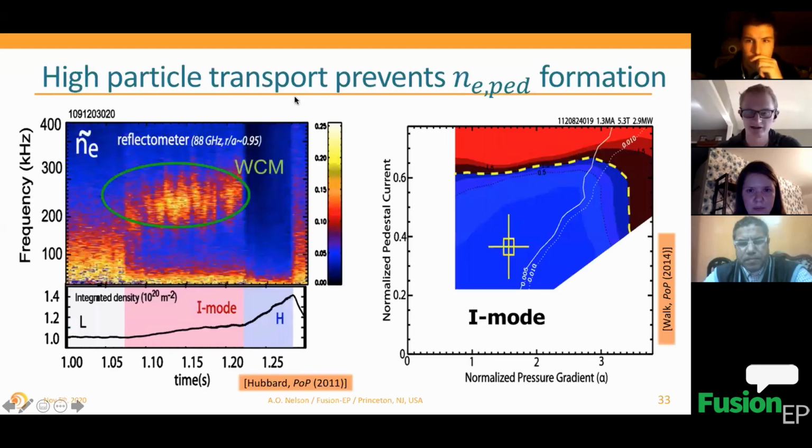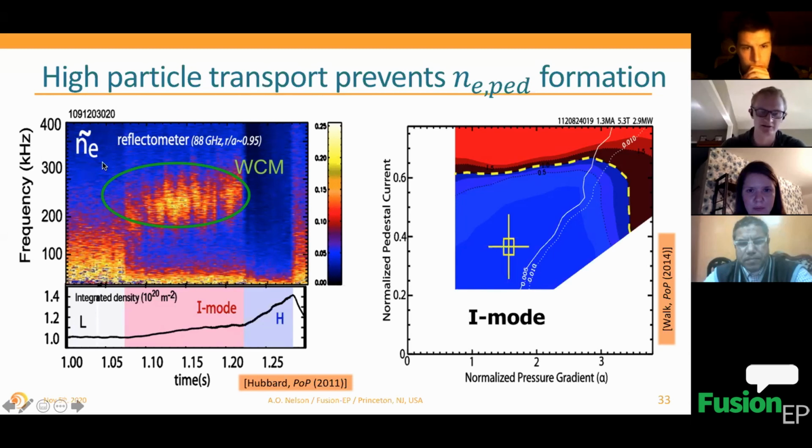We have high particle transport, which prevents the formation of an NE pedestal, right? So we have a TE pedestal, but not an NE pedestal. And you can see in this graph, we are moving on a discharge from L mode, this white region, to I mode in this middle region, to H mode, finally, in this top region. In H mode, there are no fluctuations here.